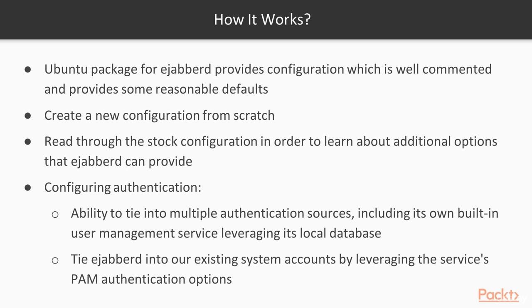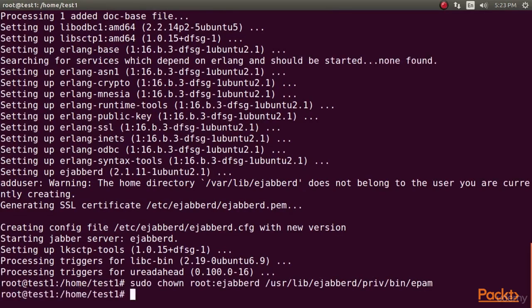Configuring authentication. Ejabberd has the ability to tie into multiple authentication sources, including its own built-in user management service, leveraging its local database. In our case, we are going to tie ejabberd into our existing system accounts by leveraging the service's EPAM authentication options. In order to leverage EPAM, there are a few steps that we need to take.